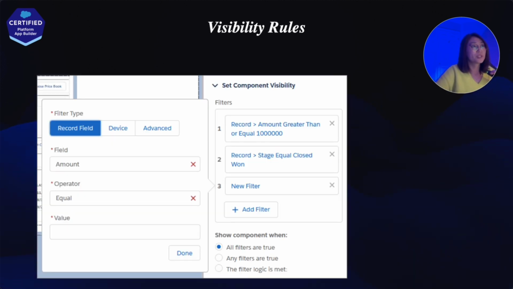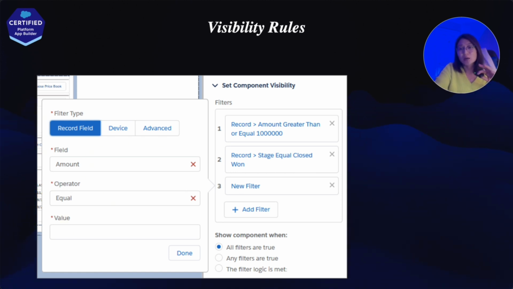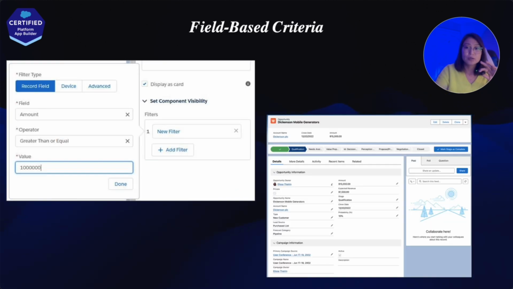And about visibility rules, this brings us to the core concept behind both dynamic forms and dynamic actions. Visibility rules control when a field or an action should appear. They answer a simple question: when should this component be visible?